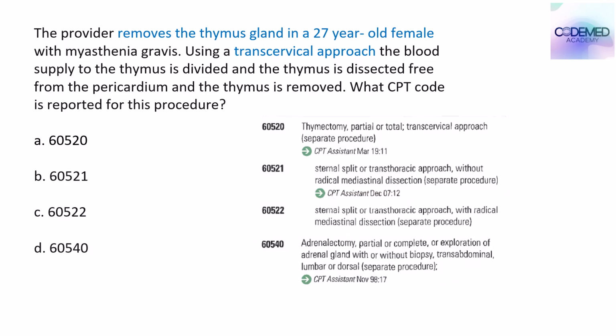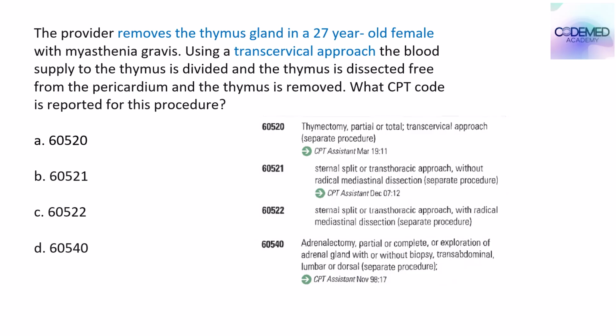And what is the approach? In our case, the approach is transcervical approach. Here it is a transthoracic approach. This is a sternal split or transthoracic approach with radical mediastinal dissection. So, pay attention to what has been done with the patient, and then we need to answer the question. And 60540 is a removal of the adrenal gland, not the thymus. So definitely D we will eliminate, because the gland itself is not correct.